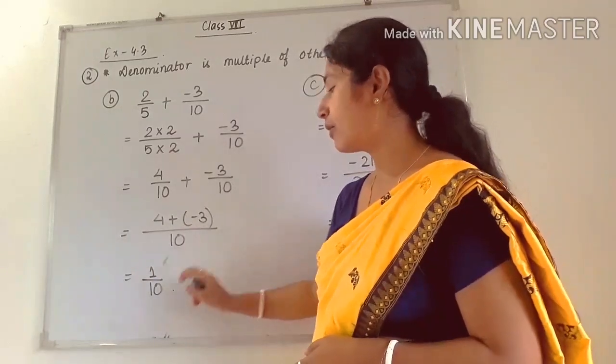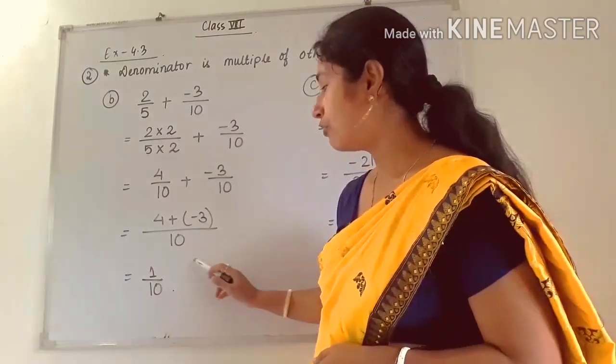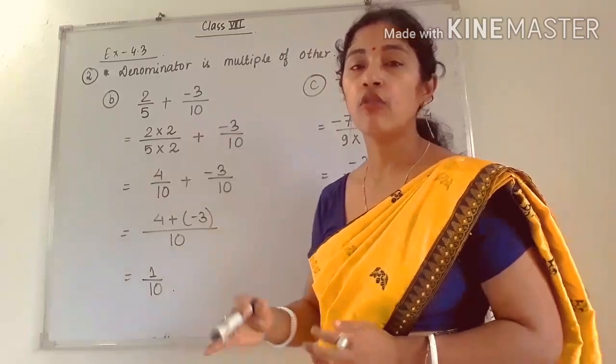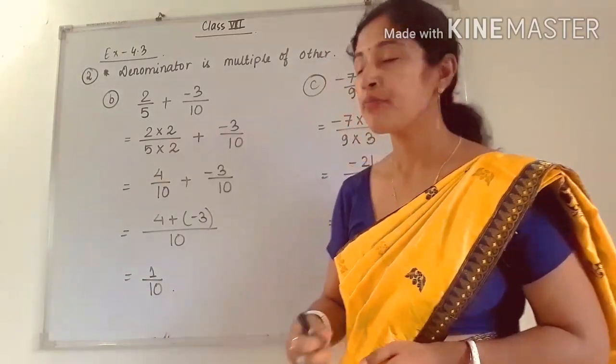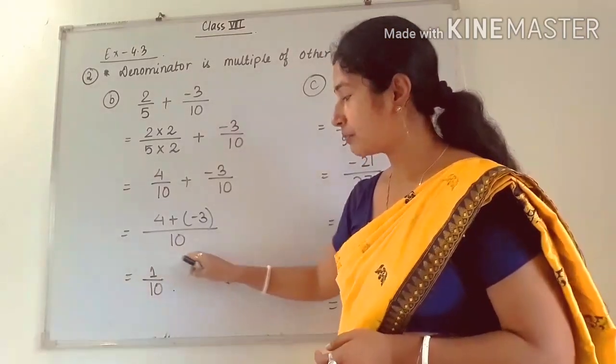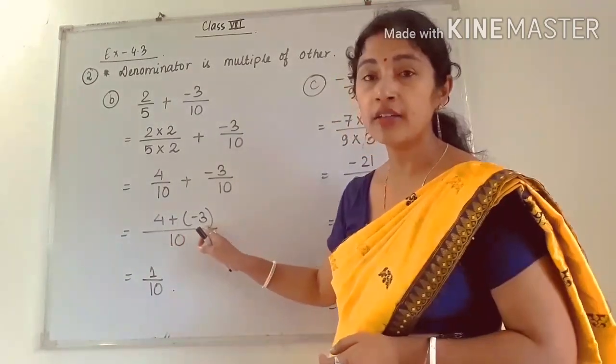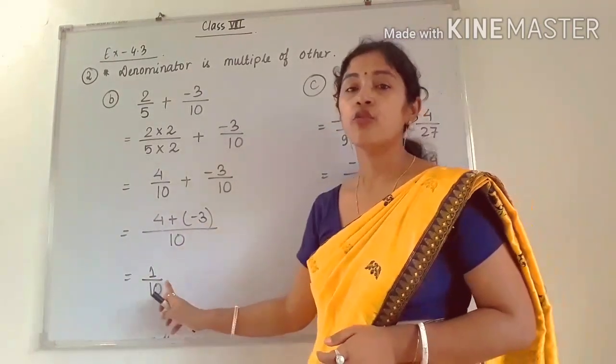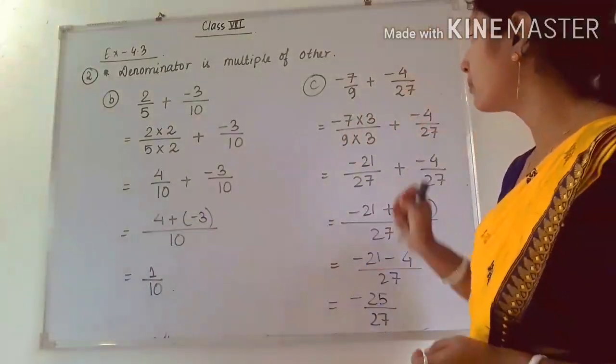So 4 minus 3 will be 1. One step I have not written because it is already known. You have also done it in class 6, so you can skip that step. 4 plus minus will be minus. 4 minus 3 will be 1. So 1 by 10.